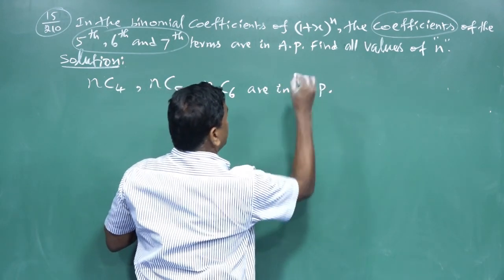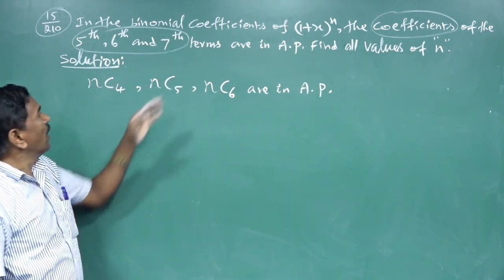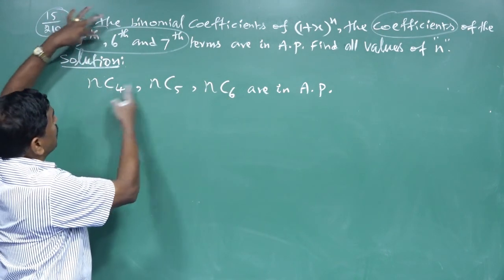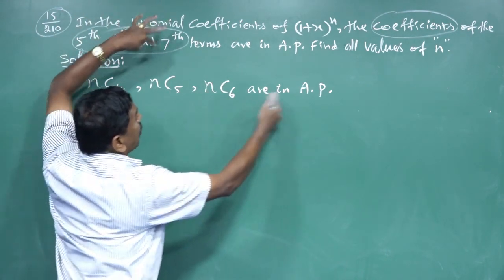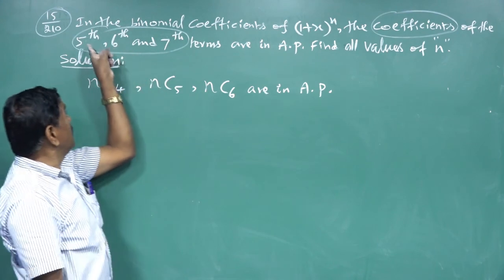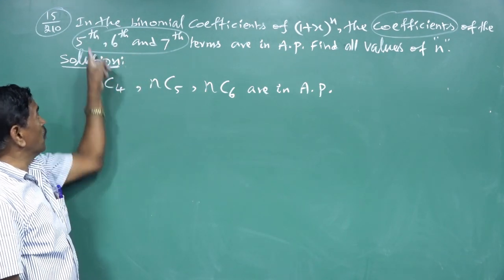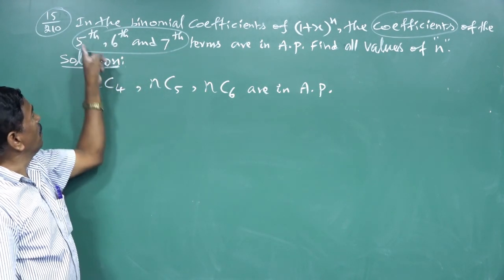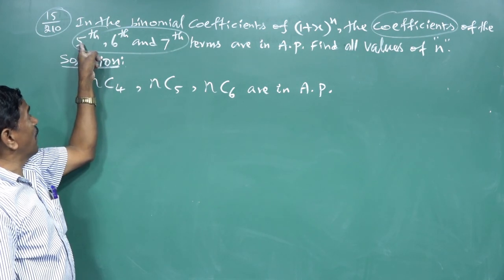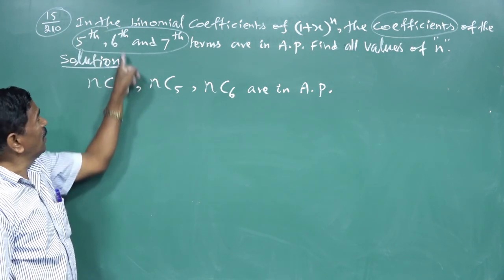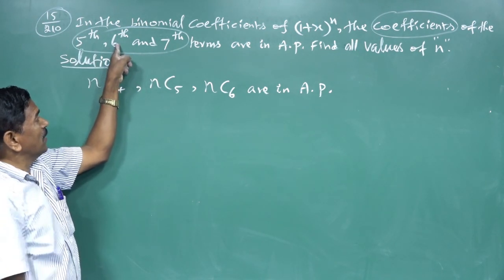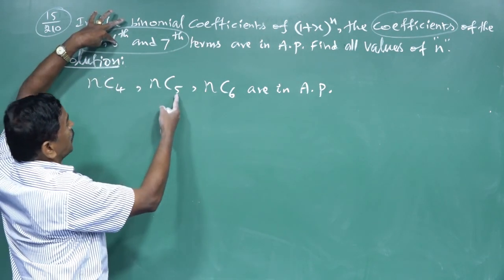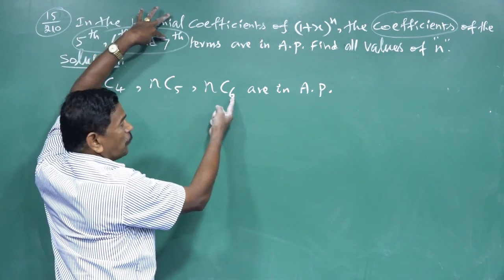Or in AP. So which is the data? The coefficients of 5th, 6th, 7th terms are in AP. The coefficient of 5th term is nC4, because it is 1 number less. That is, 5 equals 4 plus 1, therefore 4. The 6th term: 5 plus 1 equals 6, therefore 5. The 7th term: 6 plus 1, therefore 6.